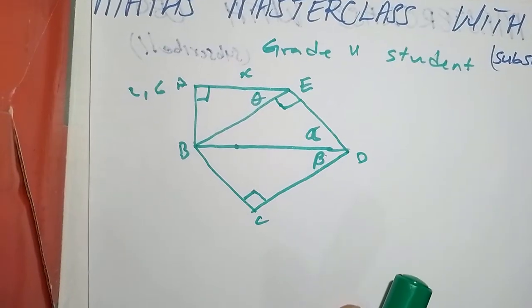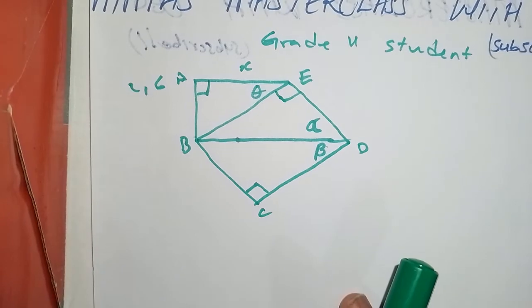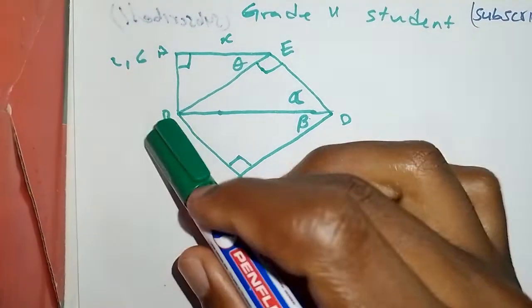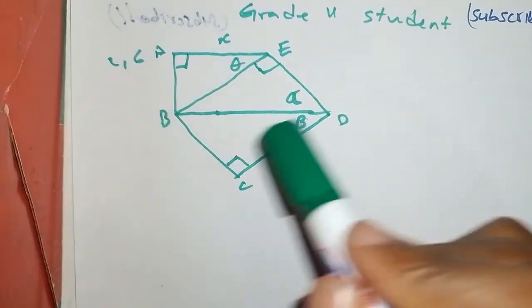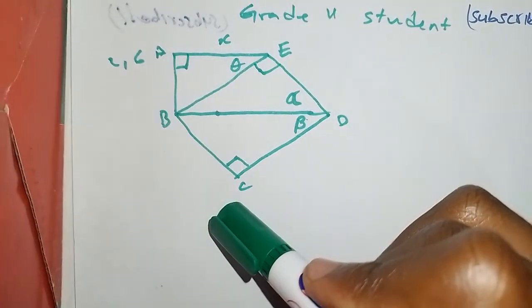And this is the last question. It's not difficult, it's just a bit complicated, but it's not difficult at all. What you need to do is calculate BE, the side BE. After calculating side BE, calculate side BD. After calculating side BD, you calculate side BC. Let's get to it, right?